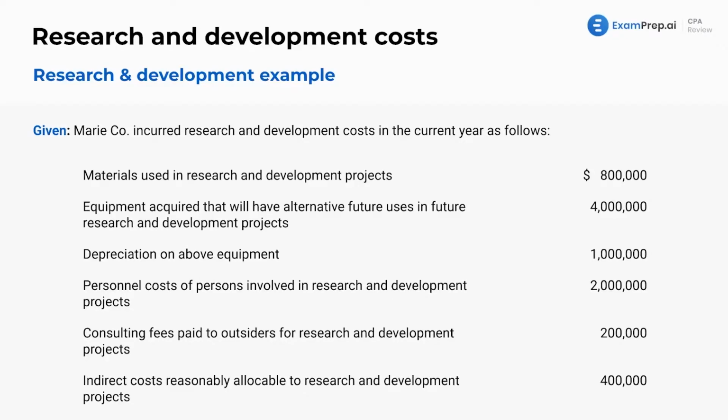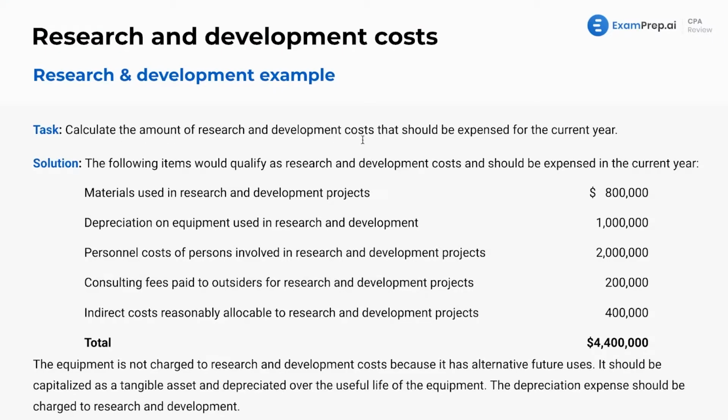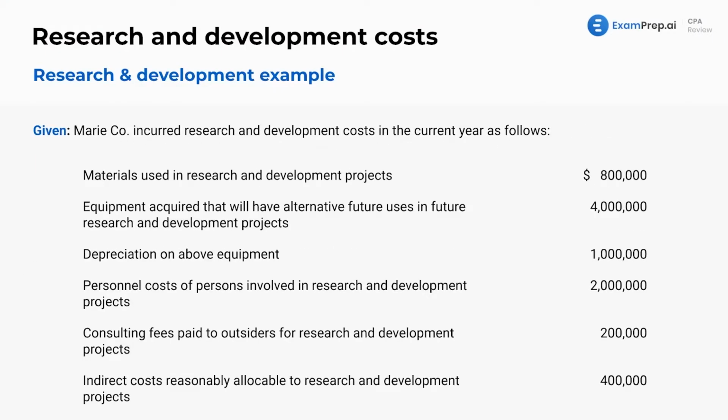Let's finish us out on this example in this chapter with a question. Well, Marie Company incurred R&D costs in the current year of the following. Now, let's just kind of run through these. I want to run through them with you, and I'll give you a second to think about each. Tell me if this should be included in, well, what's our task? Task is to calculate what should be expensed.